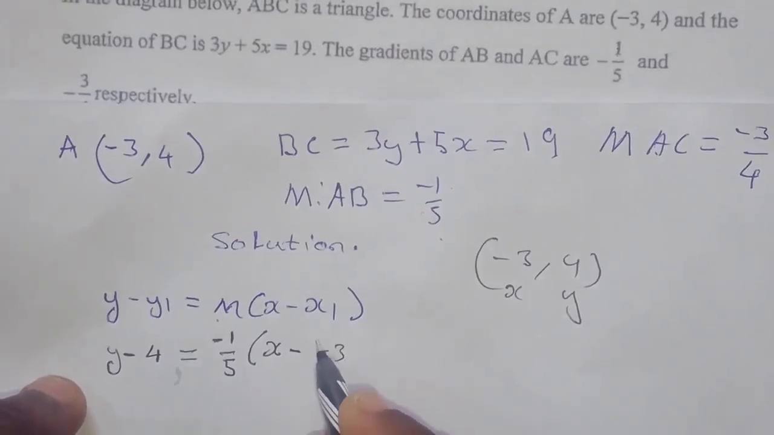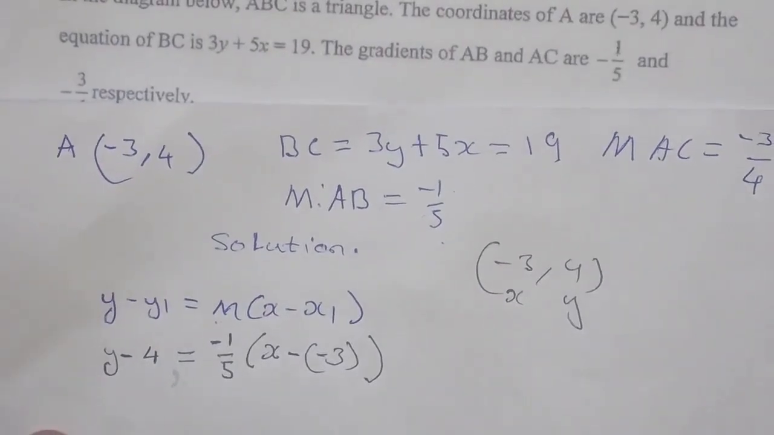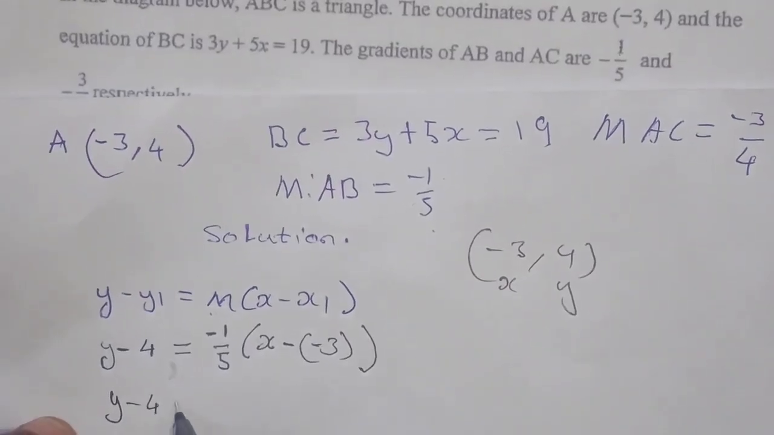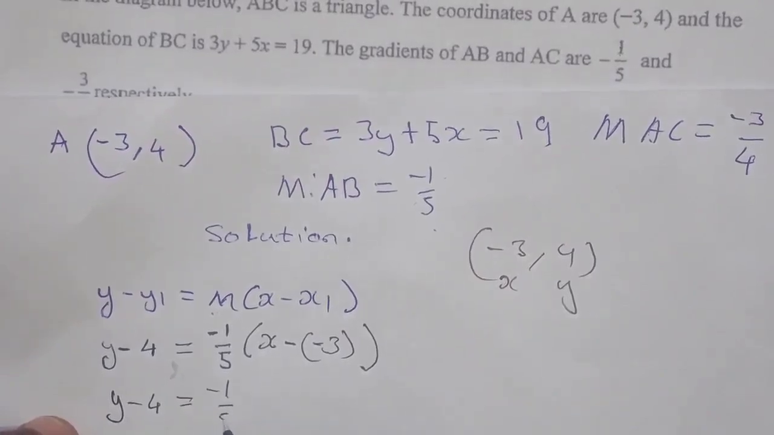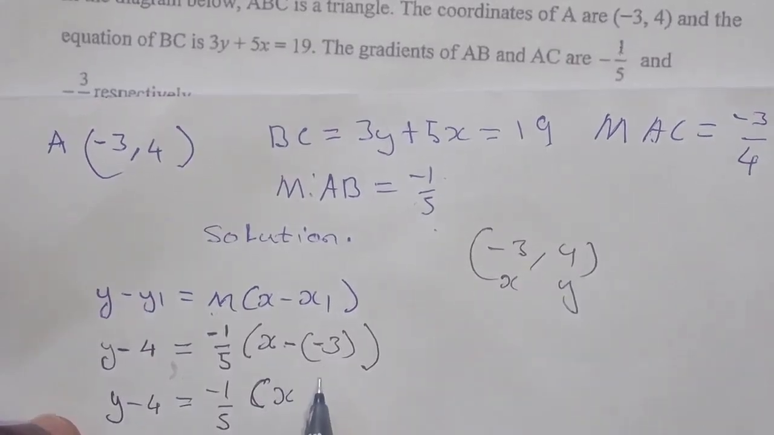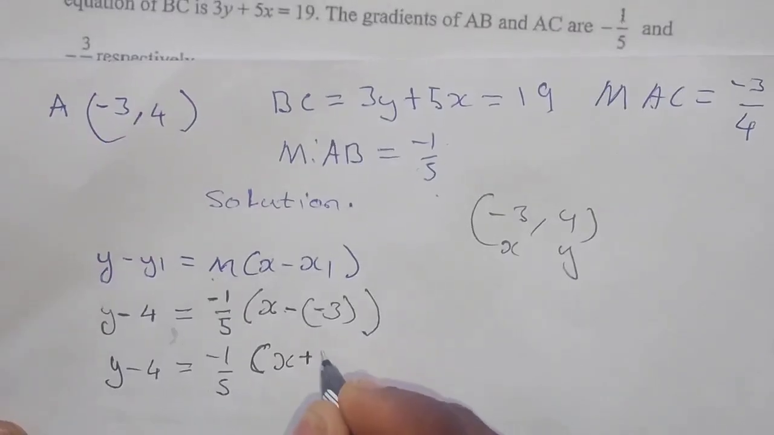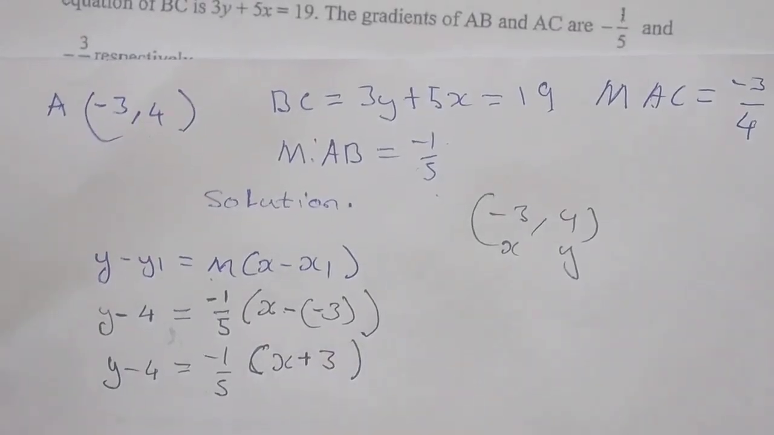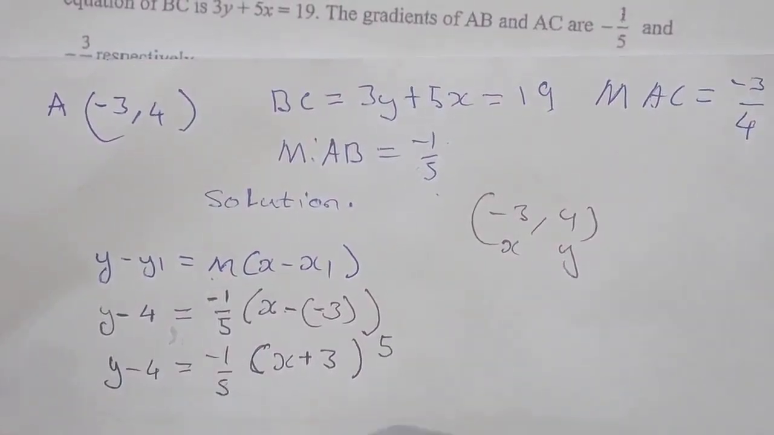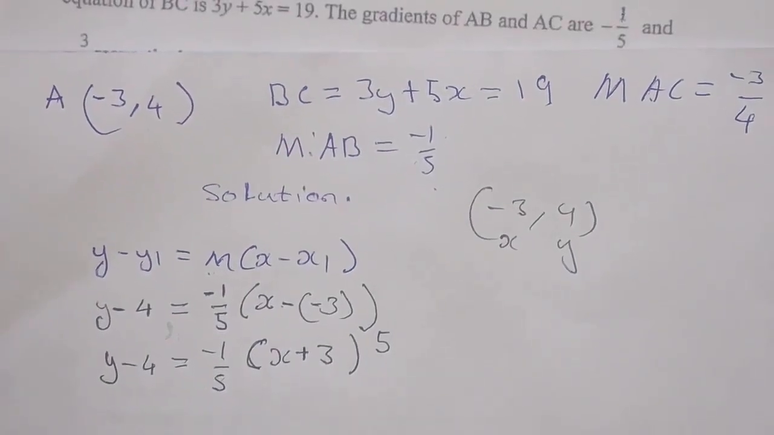So we're going to have -3 like this. Okay, so let's now begin our calculation. So we're going to have y minus 4 is equal to -1/5 open brackets x, negative multiplied by negative will give you positive. So here we're going to have a +3. Okay, then we put 5 this side, so that we can get rid of the fraction. In short, we get rid of the fraction by multiplying everything by 5.